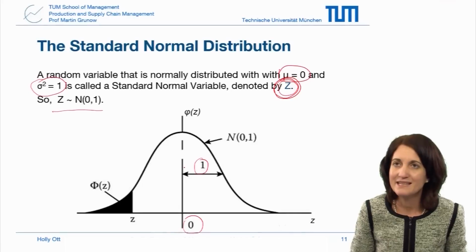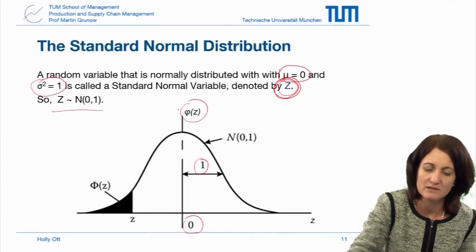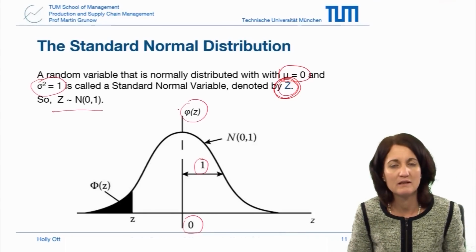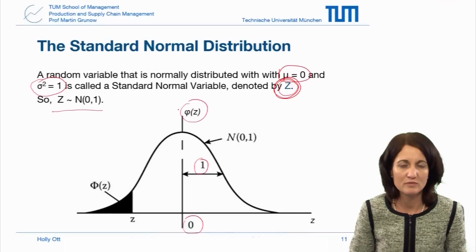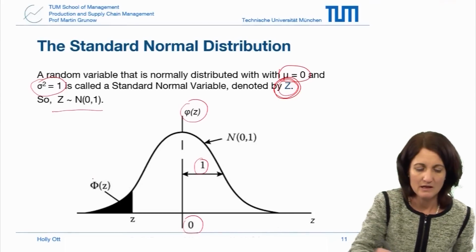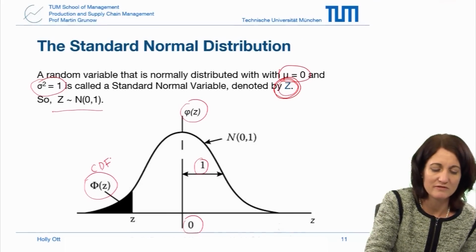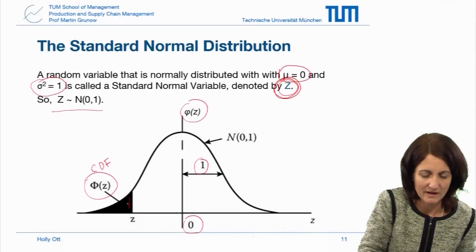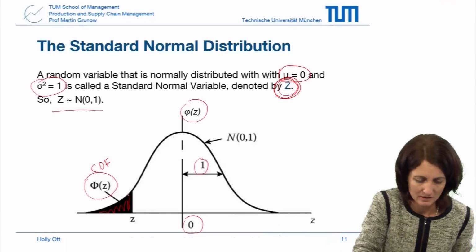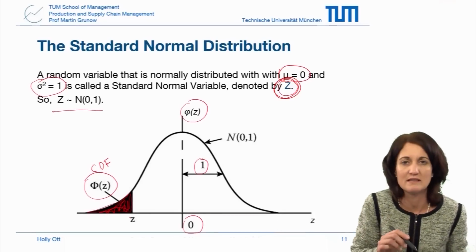Now, instead of writing f of x, for this specific case, we're going to use the symbol little phi of z to indicate the probability distribution of a standard normal variable. And big phi is the cumulative distribution function. So it gives you the values below a certain point. That's the proportion of the population below a certain z.